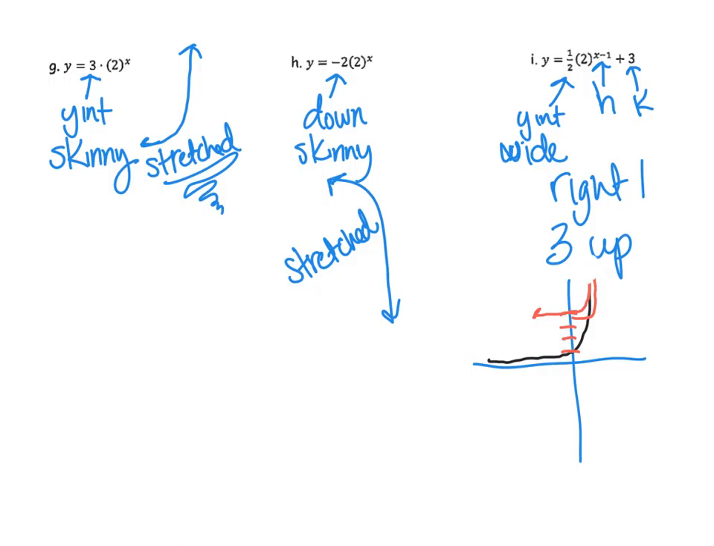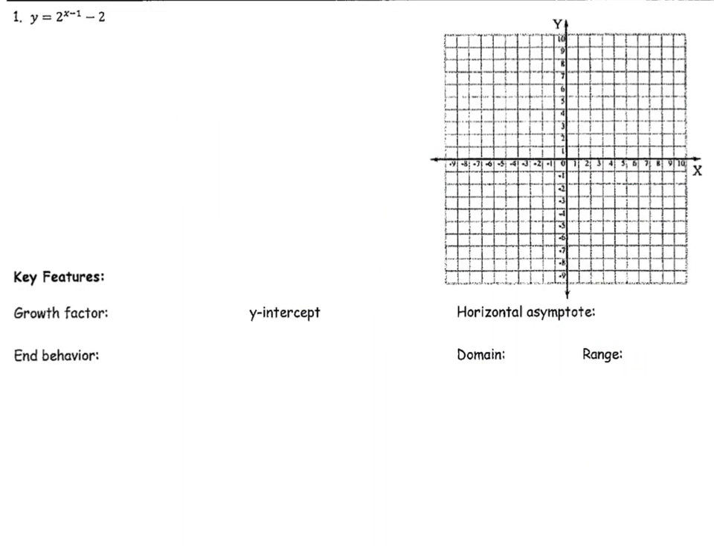Totally messing it up. We have time. Like that. So we're shifting right 1 and 3 up. Okay, so we'll probably just be able to do number 1 and that's it.